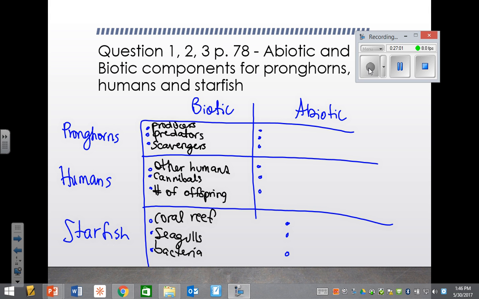Would anyone like to share their example for abiotic for pronghorns? I'm going to use that as actually two different categories. Pollution is really general, so I'm going to specify pollution of the air and pollution of the water because both of them could be completely separate but completely important abiotic factors in their environment. Does anyone want to suggest another one?